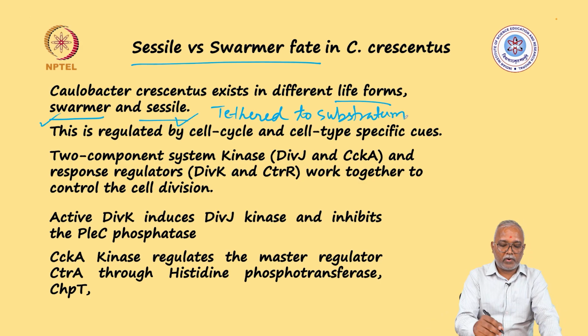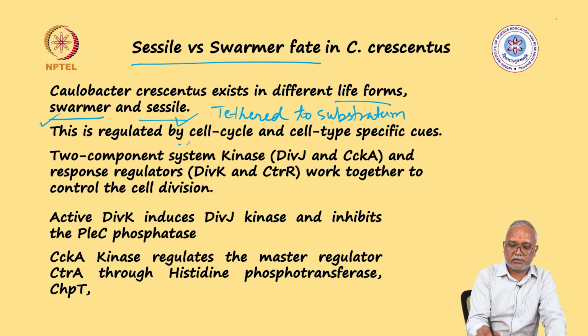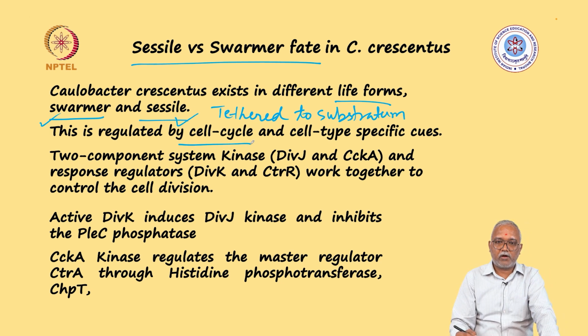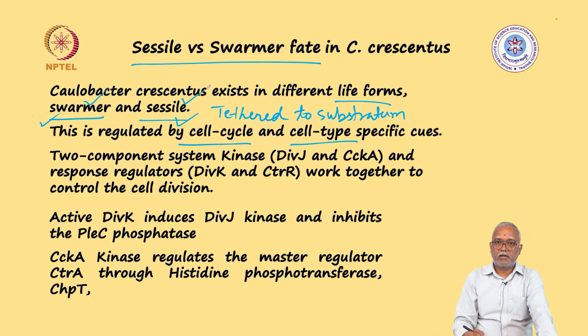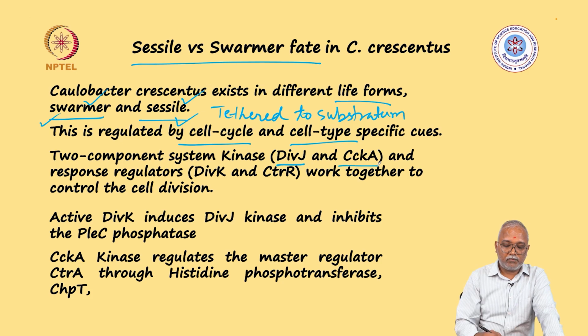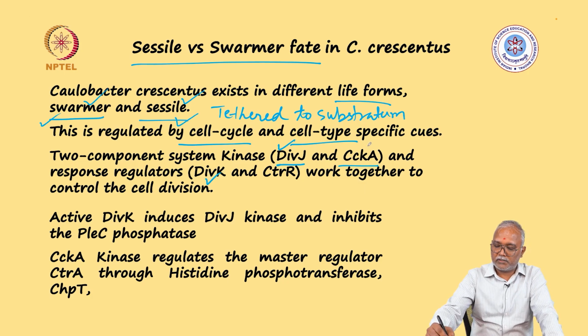So basically, only when this bacteria is tethered to the substratum, it can divide. Otherwise, it will be freely growing and moving. So this bacteria has different cues: cell cycle cues, whether to divide or not, and cell type cues, whether it is swarmer or sessile type. Here you involve multiple different types of two component system to help mediate this process. One of the two component systems which you utilize here involves DivJ and DivK, and the other two component system which works here is CckA and CtrA.